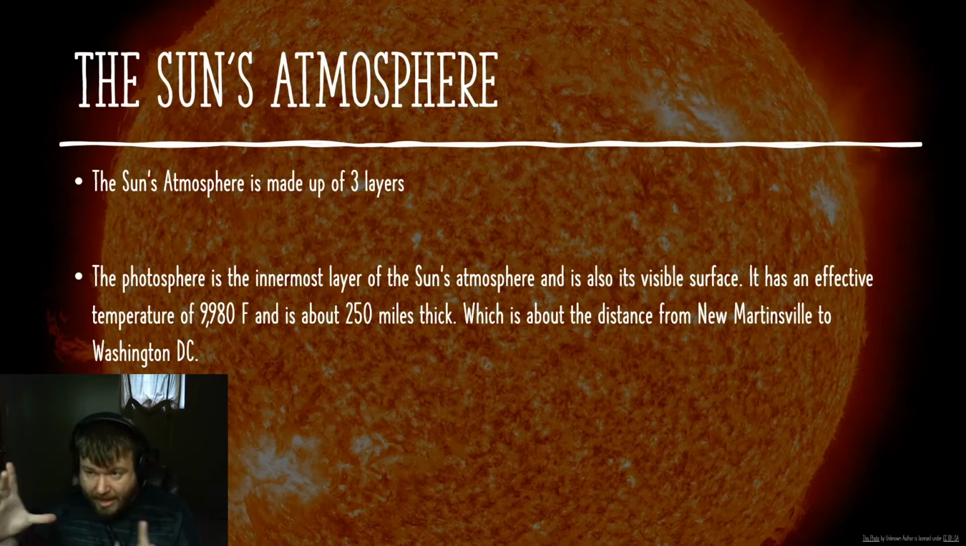And you have to think how big the Sun is. It's 99% of the mass in our solar system. And 250 miles out in all directions around it is this photosphere. And once again, like I said earlier, that's the distance from New Martinsville to Washington, D.C. So, this is a massive layer of atmosphere, and this is just the first layer. There's three different layers.